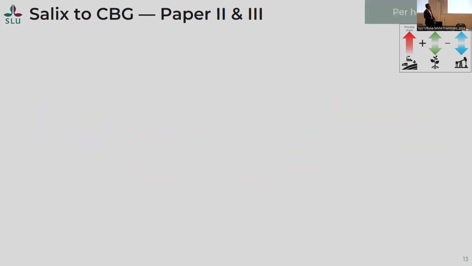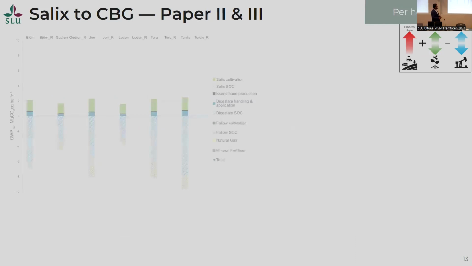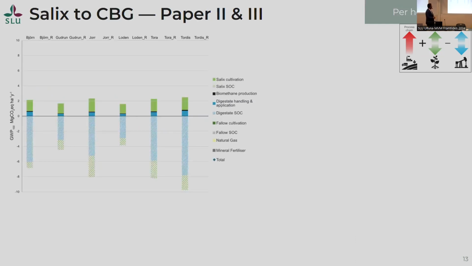Now looking at the second conversion, which is producing compressed biogas, what we could see is that the digestate has a huge role in the soil carbon sequestration, because about 50% of the carbon in the biomass that goes into the system ends up in the digestate. So when this digestate is applied back to the soils, it can produce a tremendous soil carbon sequestration effect.